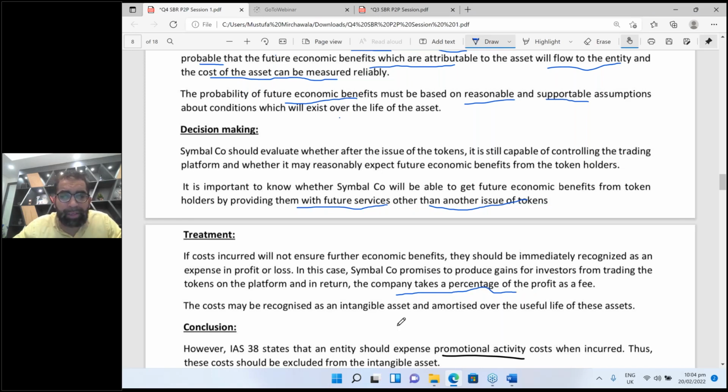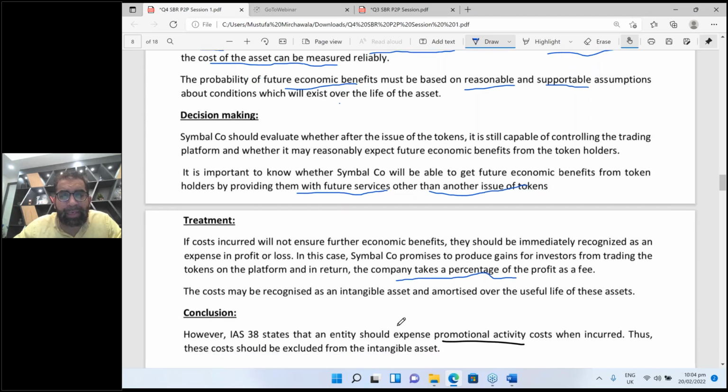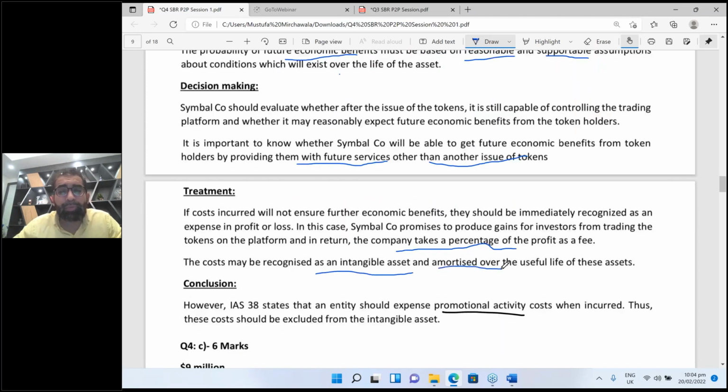The cost may be recognized as an intangible asset and amortized over the useful life of these assets if the life is finite. However, this is the clear-cut thing: IAS 38 states that an entity should expense promotional activity costs. All promotional activity costs, like advertising cost, go to P&L.